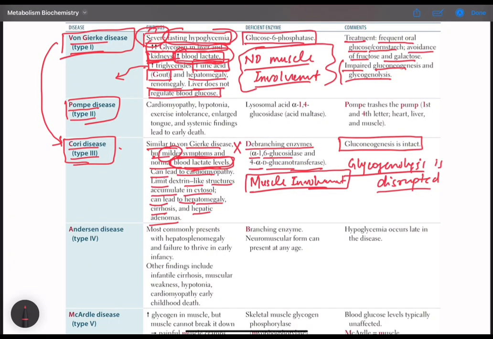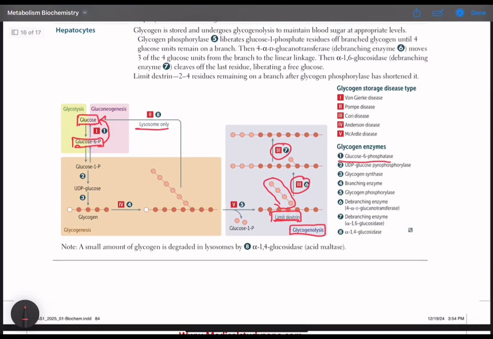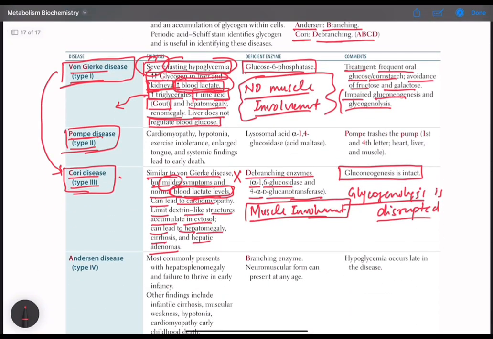Now, then we have Pompe disease or the type 2 disease. It is due to the lysosomal degradation or lysosomal 1,4-glucosidase or acid maltase deficiency. So what happens in Pompe disease is that glycogen accumulates within the lysosomes, and the buildup of glycogen leads to the breakdown and disruption of tissues.